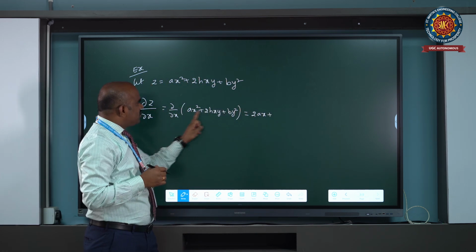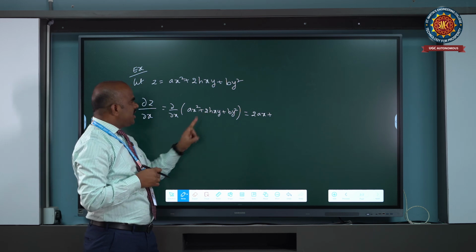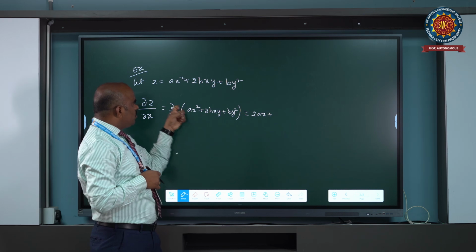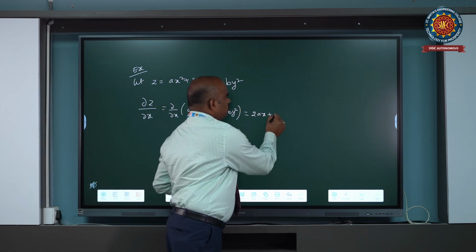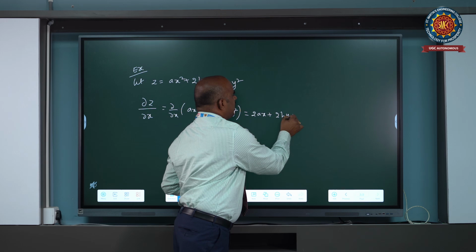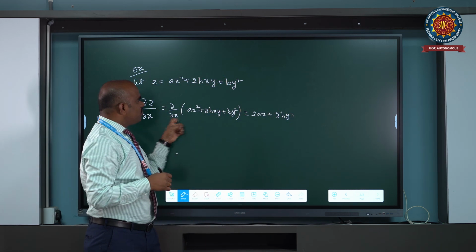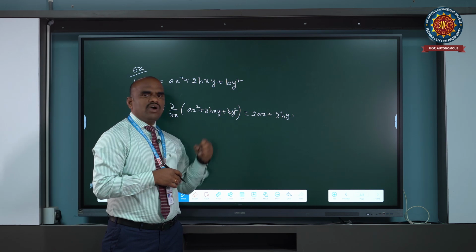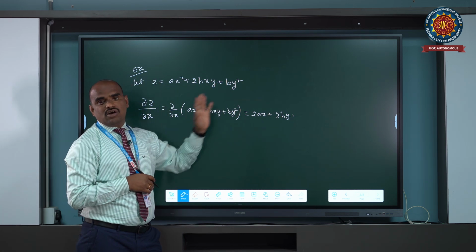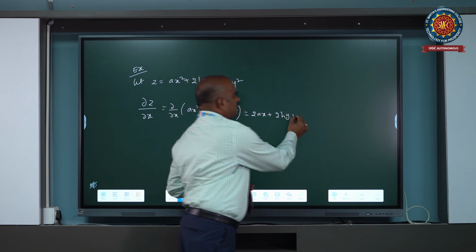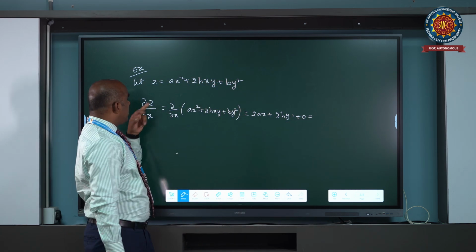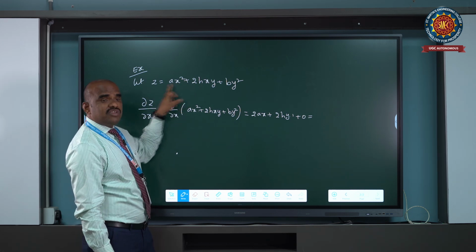Next, ∂/∂x of 2hxy. Here 2h as well as y are constant, 2hy into ∂/∂x of x. So 2hy into 1, plus ∂/∂x of by². Here b is constant as well as y is constant. So the derivative of a constant will be 0. So plus 0.